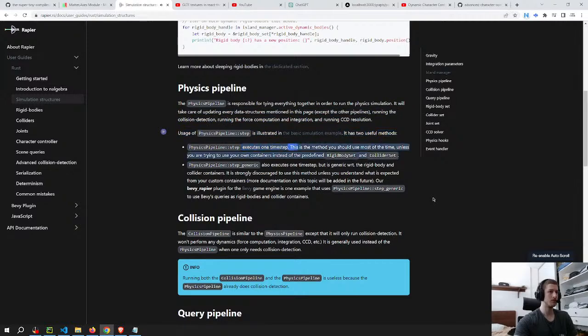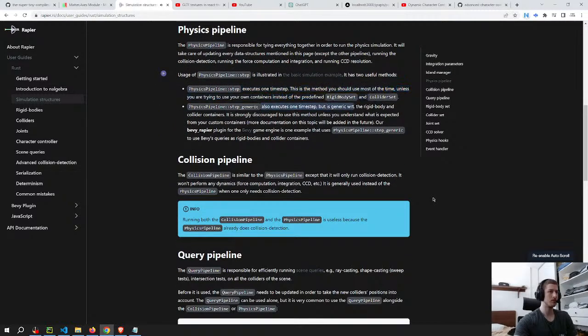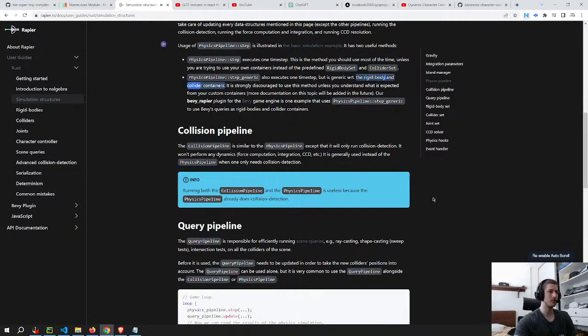It has two useful methods. PhysicsPipeline::step executes one time step. This is the method you should use most of the time, unless you're trying to use your own containers instead of the predefined rigid body set and collider set. PhysicsPipeline::step_generic also executes one time step, but is generic with respect to the rigid body and collider containers. It is strongly discouraged to use this method unless you understand what is expected from your custom containers. More documentation on this topic will be added in the future.